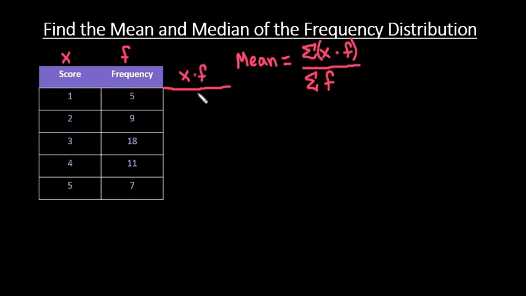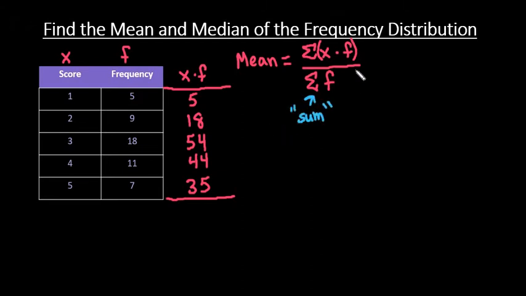times F. So that means we're just going to go through and multiply these out. So I'm going to do 1 times 5, which would give me 5, 2 times 9, which is 18, 3 times 18, which is 54, 4 times 11 is 44, and 5 times 7 is 35. So once you're finished with this, you are going to find the sum of your columns. That's what this symbol means. Remember that this just means sum. Okay, that's uppercase sigma in case you're not familiar with that.